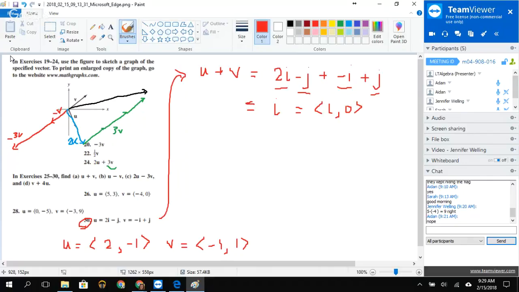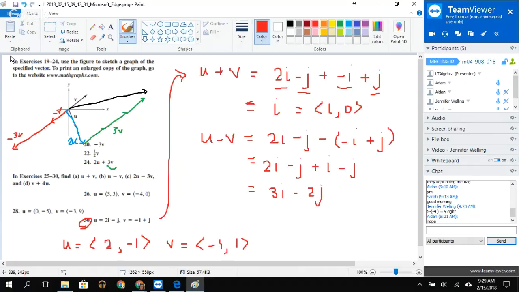Okay, u minus v would be 2i minus j minus negative i plus j. Make sure we distribute our negative. So we got plus i minus j. So you end up with 3i minus 2j. Or if you wanted to write that in component form, you can write 3, negative 2.